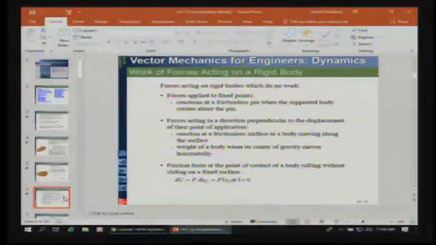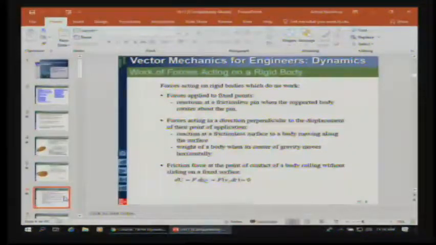Now, the other thing is that if you don't move things, you're not going to do any work. And this just breaks it down. If you have a pin or a connector of some sort, and you're not moving through that pin or connector, there's no work being done, even if there's a force applied to it.